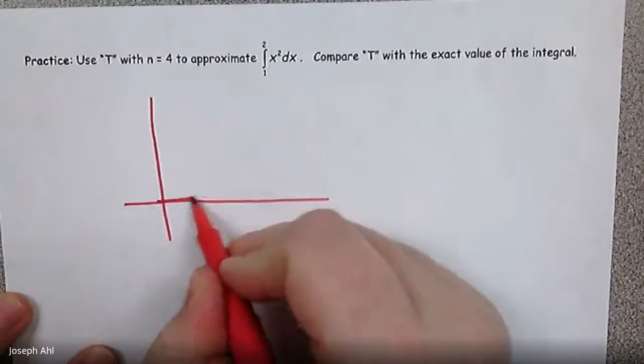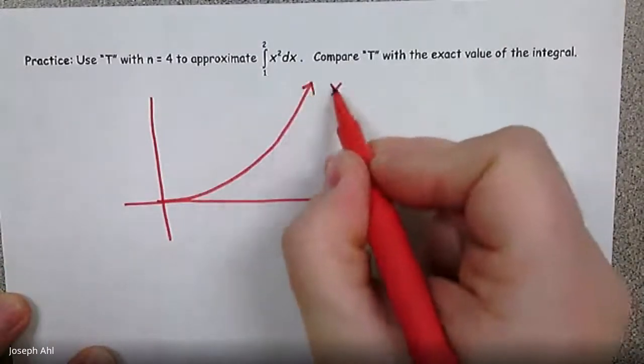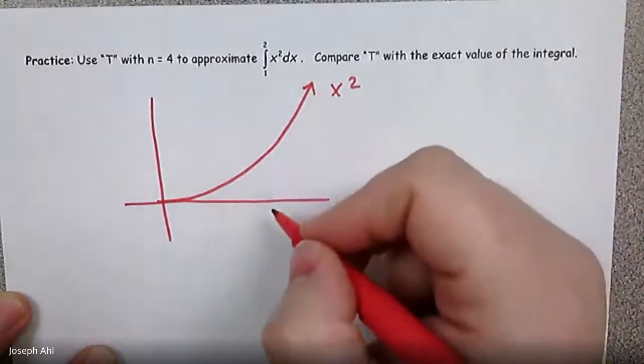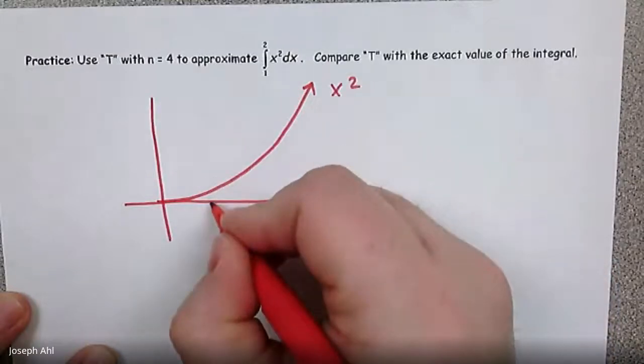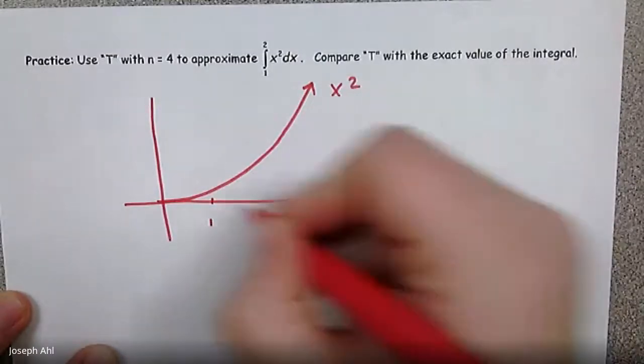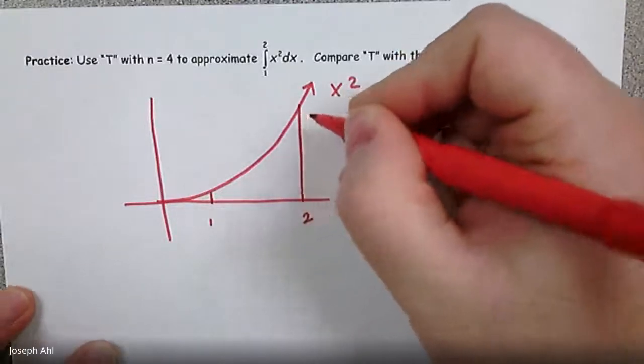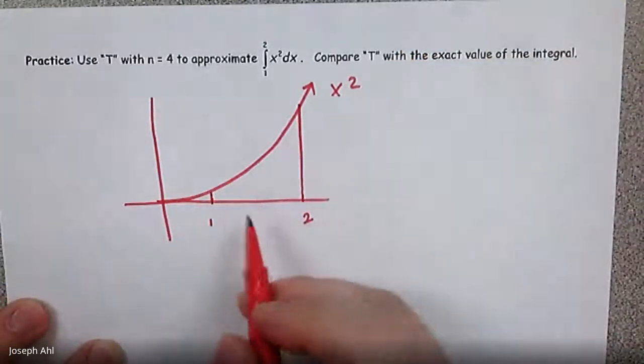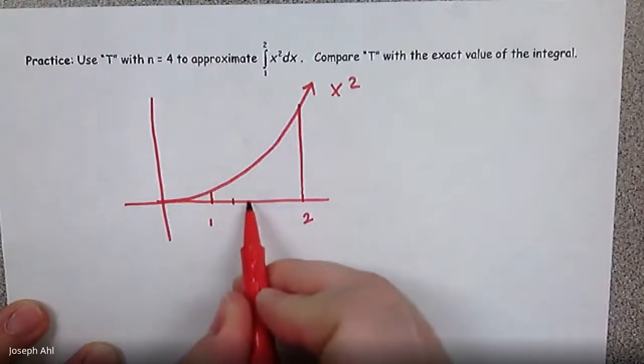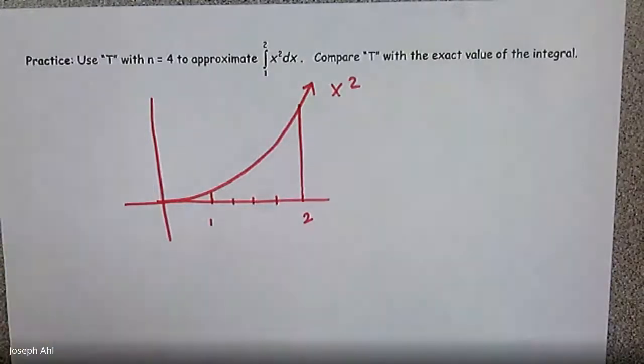So we want x squared. I'm going to really exaggerate this here. We want this from 1 to 2. So from 1 to 2. And we want to use 4 trapezoids. Okay. So we need to break this up into 4 subintervals. So we get 1, 2, 3.